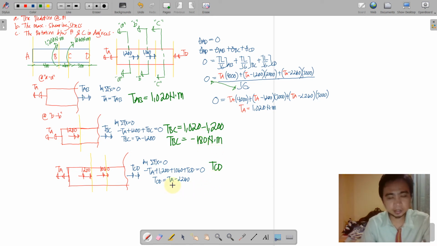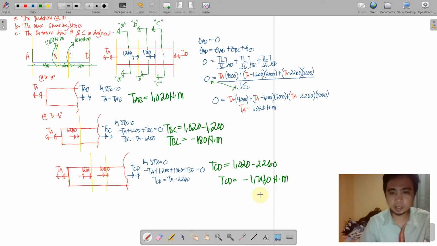And then TCD is TA minus 2,260. So TCD similarly has a negative value. It just indicates that we have a counterclockwise rotation. If we look at the magnitude, the largest torque per segment is obviously TCD, which is 1,240 Newton meter. So this will be adapted for the maximum shearing stress that is required on letter B.